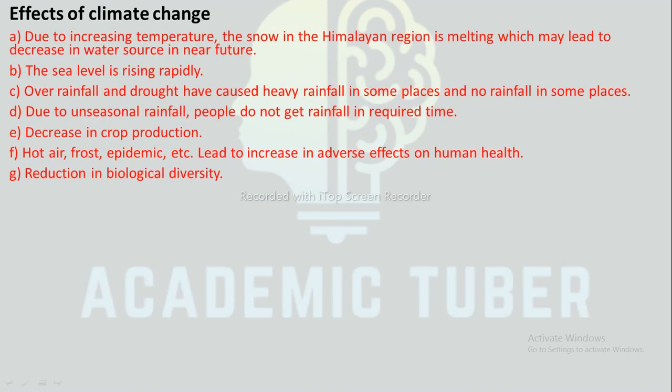Effects of climate change. Due to increasing temperature, the snow in the Himalayan region is melting, which may lead to decrease in the water source in near future. The sea level is rising rapidly. Over rainfall and drought have caused heavy rainfall in some places and no rainfall in some places. Due to unseasonal rainfall, people do not get rainfall in required time. Decrease in crop production, hot air, frost, epidemic, etc. lead to increase in adverse effect on human health, reduction in biological diversity.